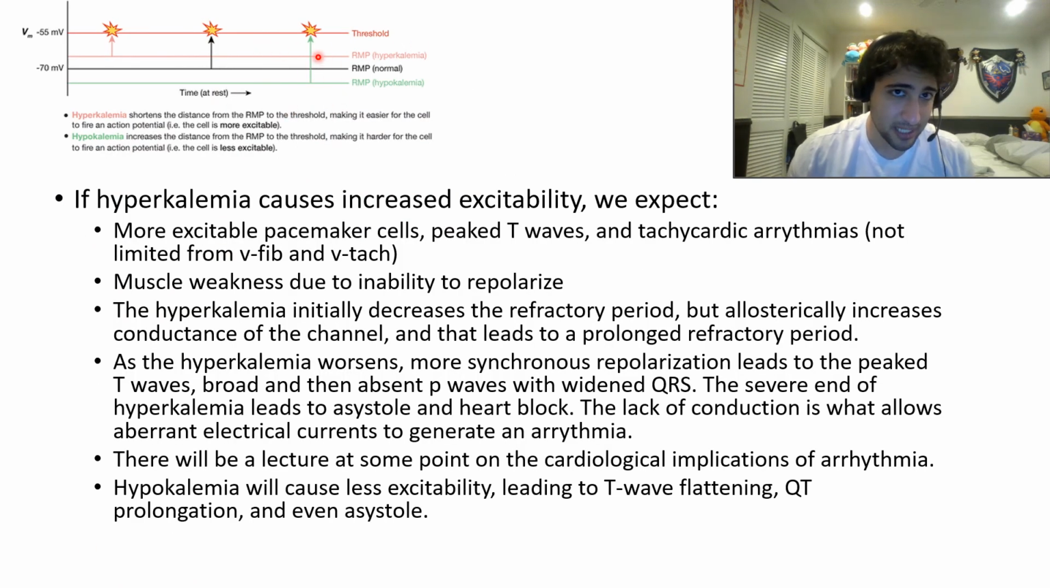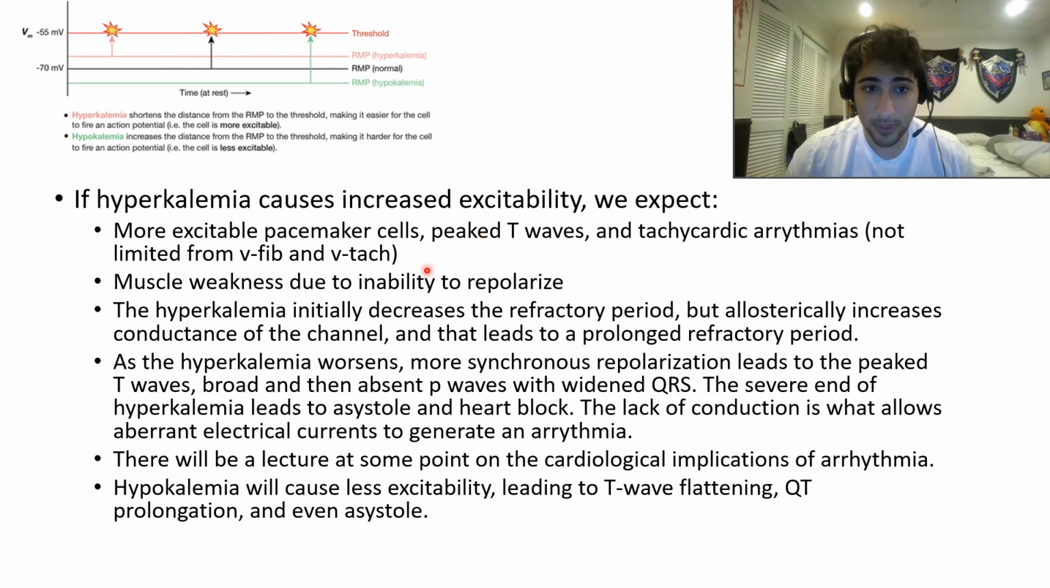So hyperkalemia is going to increase the resting membrane potential closer to the threshold, and hypokalemia is going to drop the resting membrane potential to a more hyperpolarized baseline. All right, so it's harder to reach the threshold from here. So in hypokalemia, you have less excitability. Hyperkalemia, you have more excitability, and both can lead to arrhythmias, but for different reasons. All right, so let's talk about hyperkalemia specifically first. If hyperkalemia increases excitability, you're going to have more excitable pacemaker cells, and that's going to lead to arrhythmia.